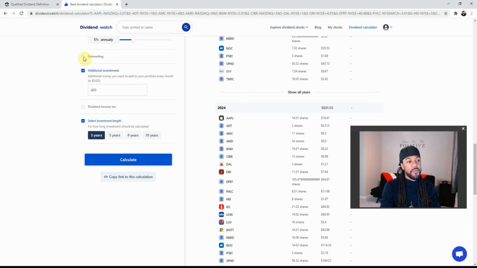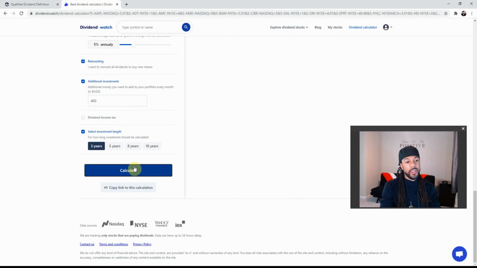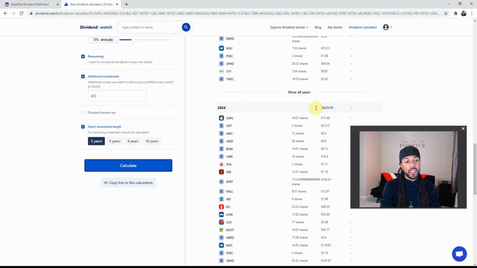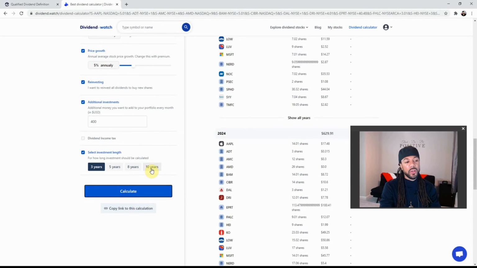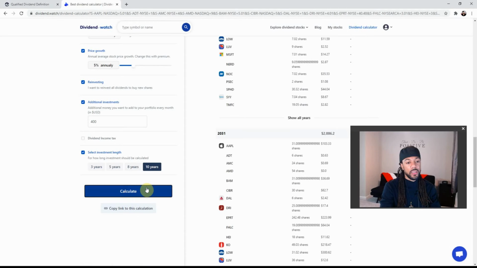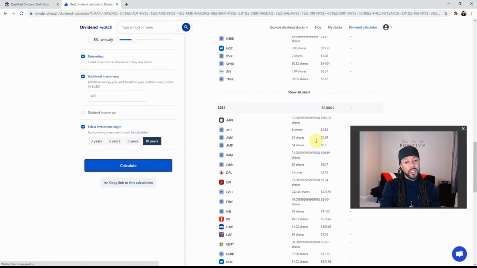Now if I reinvest, calculate, it's going to be $629. Okay, so that's just a quick breakdown. And then of course we can go out to the 10-year plan. Calculate. So in 10 years, if I keep this strategy up, my dividend return could be $2,886. That's in dividends. That's how much I will be receiving for having those stocks.